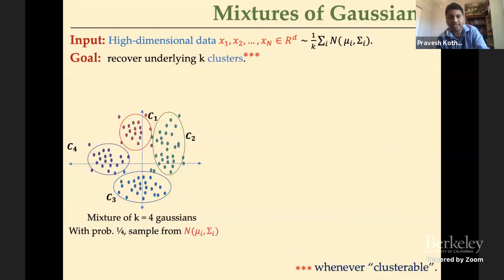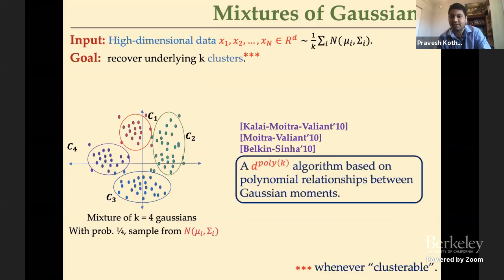Good. So, okay, what about this problem? Well, there is this very nice and famous algorithm that came out about 10 years ago due to Kalai, Moitra, Valiant, and then Belkin and Sinha, who gave a d to the polynomial in k algorithm to do parameter estimation. That's basically learning the parameters of a mixture of k Gaussians by exploiting certain polynomial relationships that hold between moments of univariate Gaussians. In particular, you can actually use this algorithm to cluster mixtures of Gaussians under certain regimes.